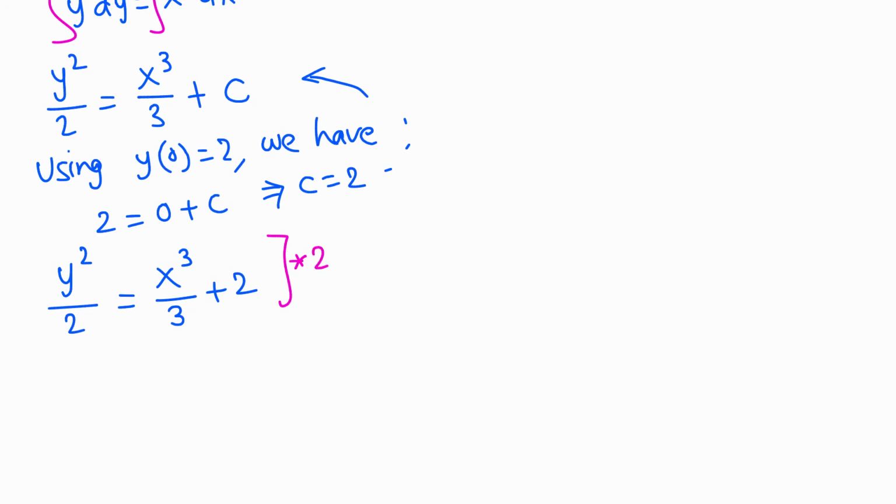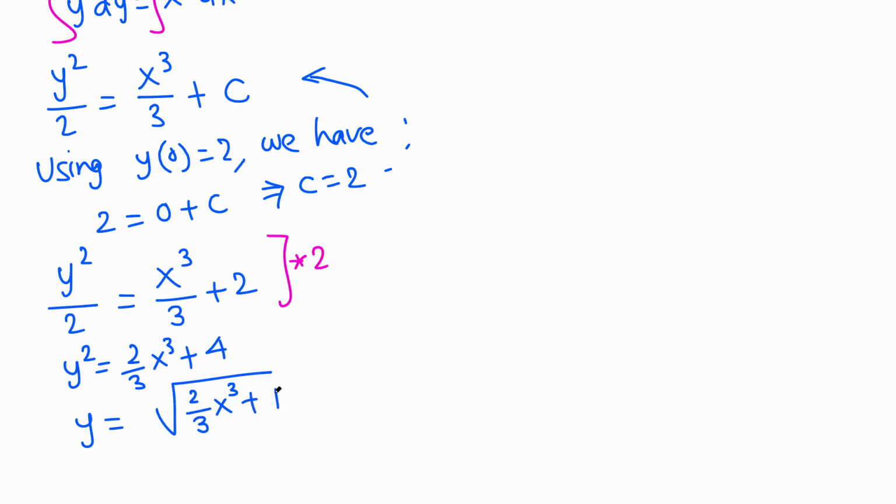Okay, when we do that, then we have y squared equals 2/3 x cubed plus 4, and now we take the square root of both sides, so y equals the square root of 2/3 x cubed plus 4. As we know, it could be plus or minus.